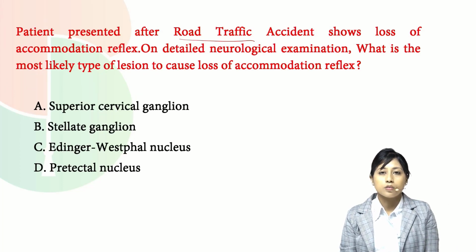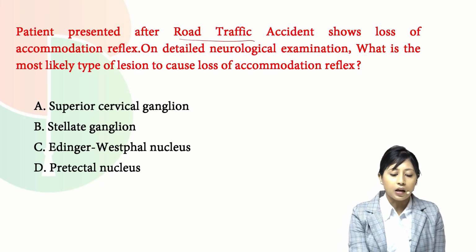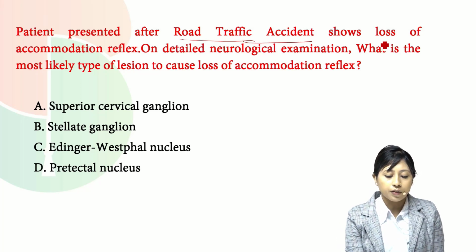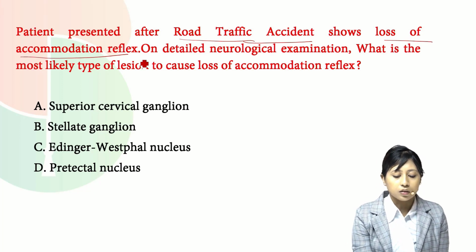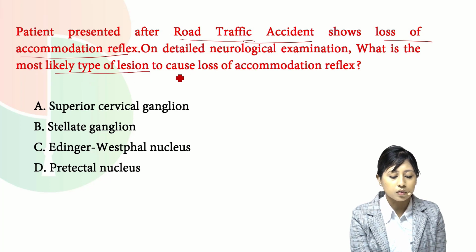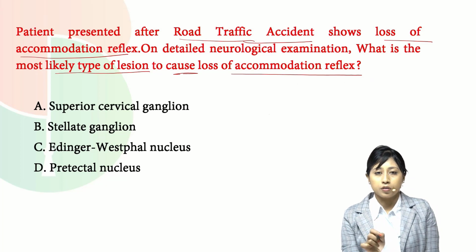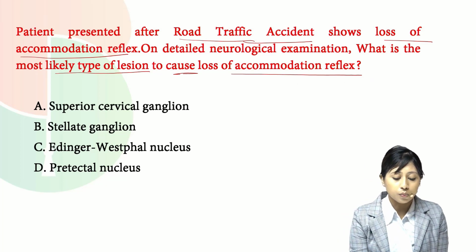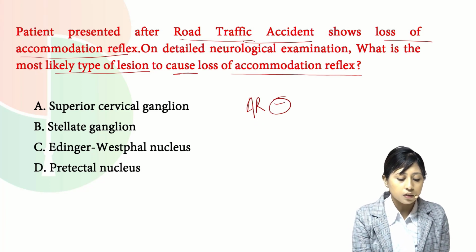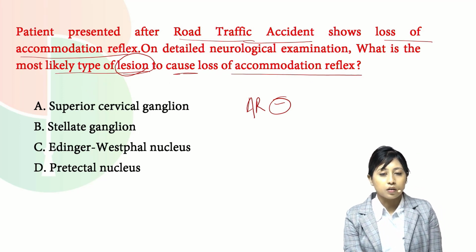That is also a case scenario. The patient presented after a road traffic accident. RTA shows loss of accommodation reflex. On detailed neurological examination, what is the most likely type of lesion to cause loss of accommodation reflex? So let us understand the question first. They are saying the accommodation reflex is absent. And where is the lesion? Okay, the most likely type of lesion to cause loss of accommodation reflex. So here are the options.